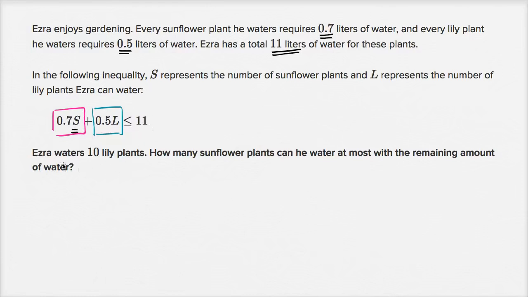All right. Ezra waters 10 lily plants. So that's L is equal to 10. How many sunflower plants can he water at most with the remaining amount of water? Well, let's think about this a little bit. We have 0.7 times the number of sunflower plants he waters, plus, so we're going to assume L is equal to 10. He waters 10 lily plants, and each of them he gives half a liter to.